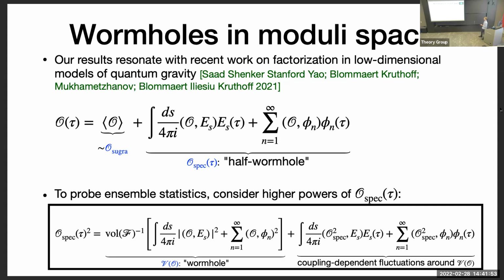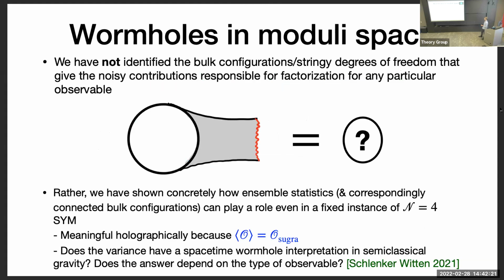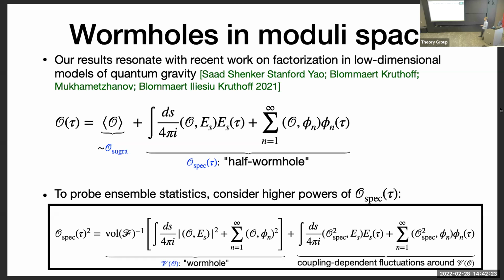So to probe the ensemble statistics, we look at higher powers of O spec. So for example, O spec squared, there's a variance which corresponds to coupled boundary theories. So in some sense, it corresponds holographically to a space-time wormhole. And then there's everything else, which encodes the coupling dependent fluctuations around the variance. And of course, in any member of the ensemble, these two compete and conspire to give a factorized answer. But the variance is there. And I think it's not totally tautological because the average is not just some random quantity, it's the supergravity value.